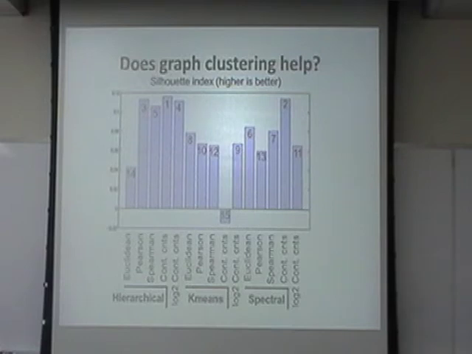So as far as the silhouette index is concerned, hierarchical clustering seems to be the best algorithm. Here, it seems like graph clustering may not be the best thing to do. However, compared to a standard k-means algorithm, there may be some advantages of the spectral clustering algorithm. Okay? So that is just looking at how good the clusters are, but we have additional data.